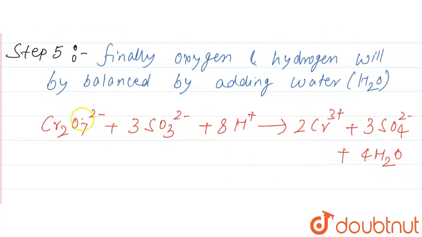Just check it once. Chromium 2 atoms should be balanced, electrons should be balanced, everything should be balanced. Okay, so let us check chromium 2, sulfur 3, oxygen 7, and here oxygen 3 into 3, 9 and 7, 16 oxygen, here 4 into 3, 12, 4, 16, here 16 oxygens are balanced. Very good. Now hydrogen, 8 hydrogen is there, balanced. Very good. Now last the charges.